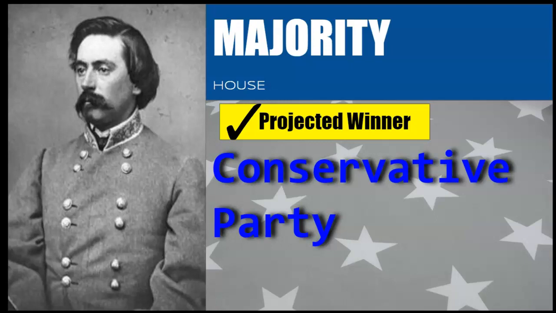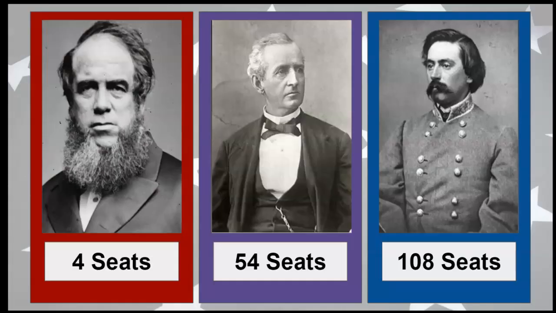And we can also project that the House majority will go to the Conservative Party. I believe his name is Preston Young, if I'm not mistaken. He will go on to become Speaker of the House come 1868. As you can see on your screen now, the Liberals only gained 4 measly seats in the House elections. The moderate party has now won 54 seats, and the Conservative Party won 108 seats, way beyond the majority that they need. You only need about 83 seats to win a majority. The Conservatives have that and more.